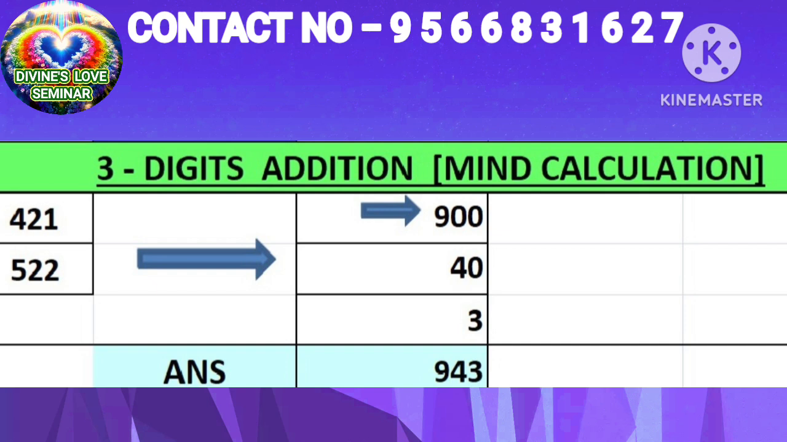400 plus 500 is 900. Keep 900 in your mind, then go to tens place. 900 plus 20 is 920. 920 plus 20 is 940. Then go to ones place. 940 plus 1 is 941. 941 plus 2 is 943. 943 is the answer. This is the speed calculation.